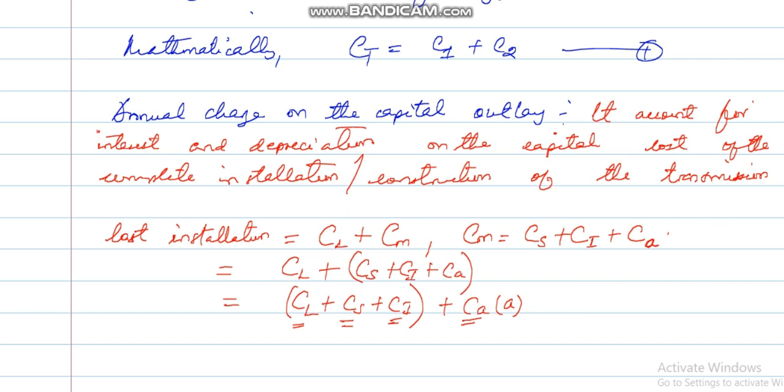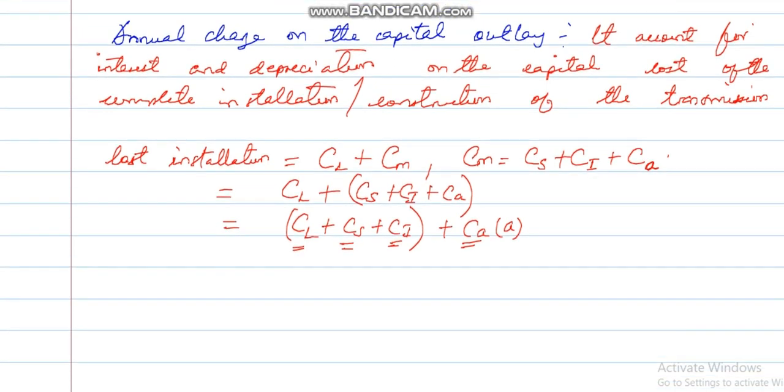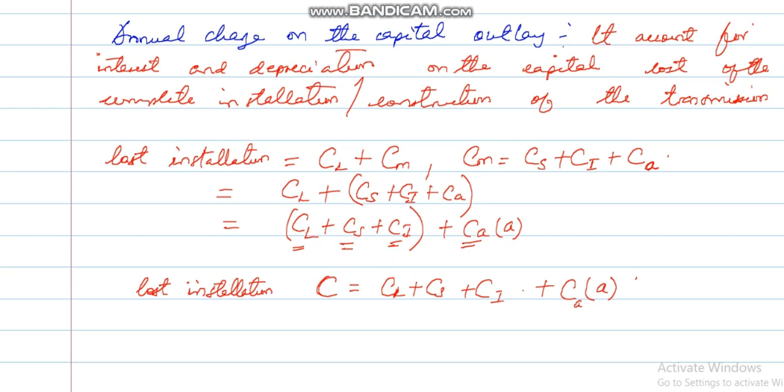Kwa hiyo tunaweza tukasema kwamba the cost of installation, let's say tuichague denote labda kusema this is C, ndio C equals to CL plus CS plus CI, plus C area ambayo ni function of cross section area. It depends on cross section area kama tulivyo.